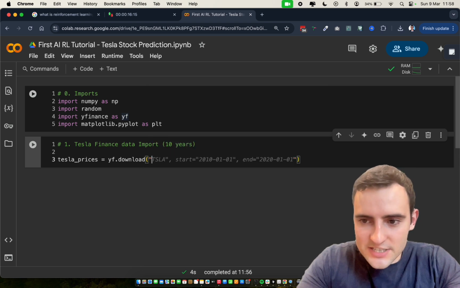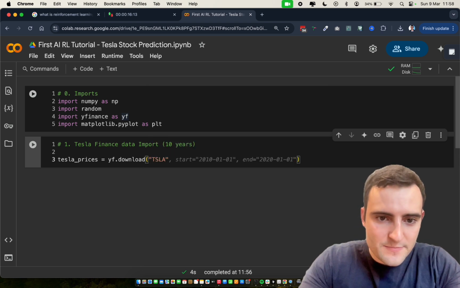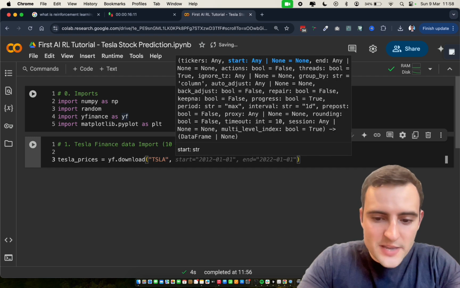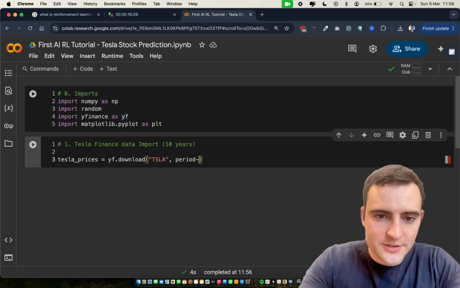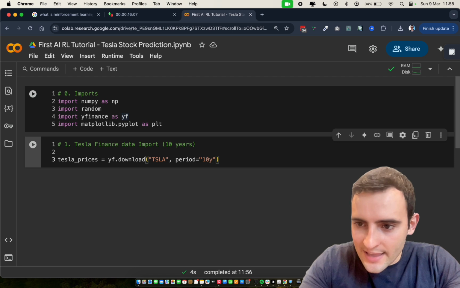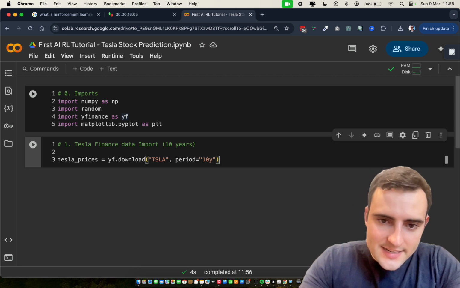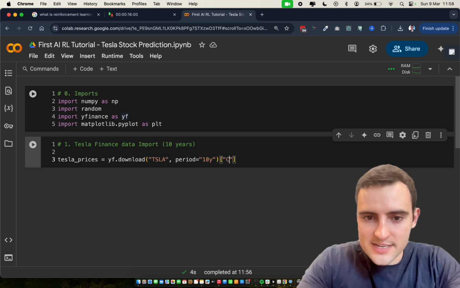And then the Tesla stock ticker symbol is TSLA. Then we do the period. So the period is 10 years. And then here at the end, I do a square bracket, and in quote marks, I write Close with a capital C, dot values.